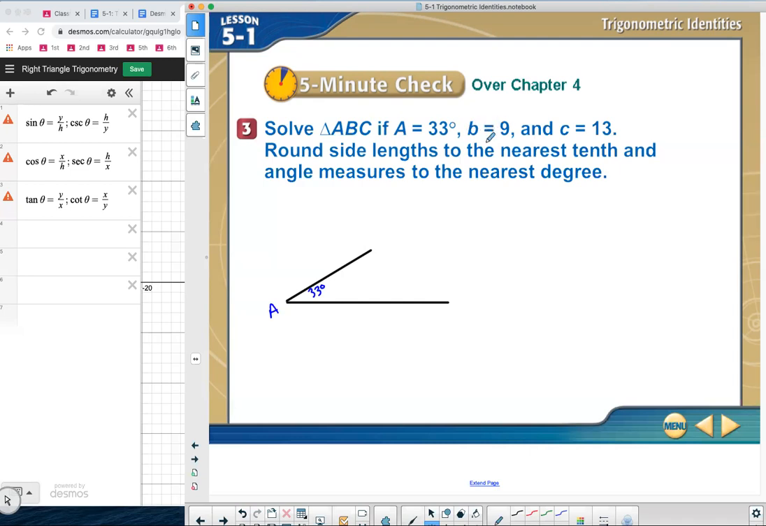b is the short length of 9. Now notice it's not going to be directly across from the A. That would be lowercase a over here. So I'm going to put b equals 9 right there, which means this will be capital B. And little c, lowercase c, is 13. That's across from capital C there. I'm going to go ahead and connect this.